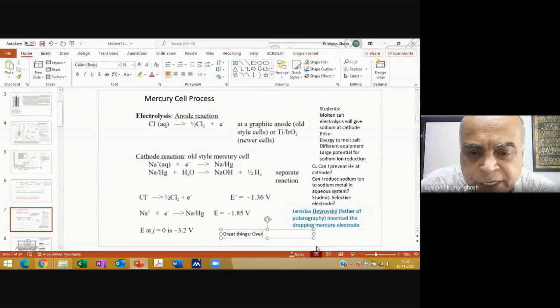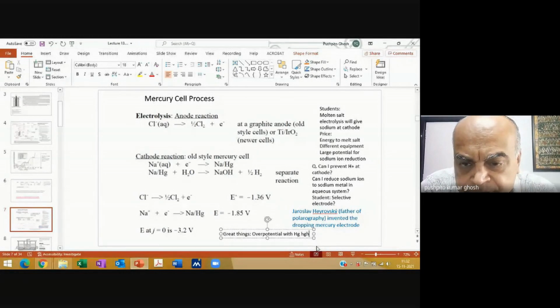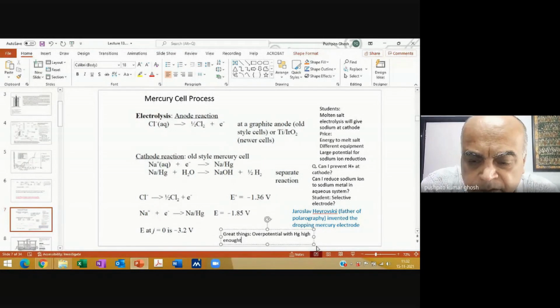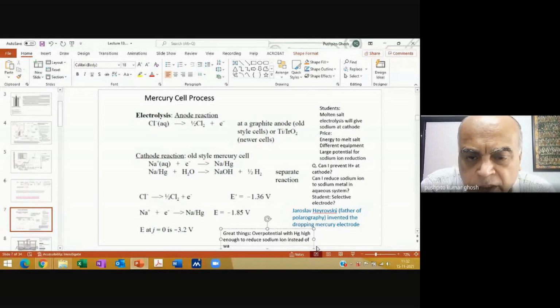Over potential with Hg high enough to reduce sodium ion instead of water. Okay, that's one.